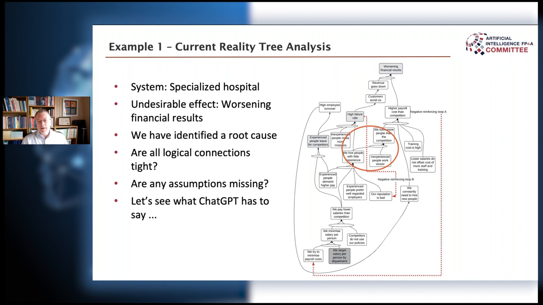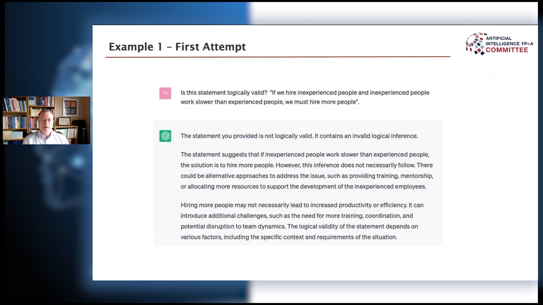So now we're looking at one part of this analysis, which is basically this. If we hire people with little experience and inexperienced people work slower, then we have to hire more people. So we start by plugging this into ChatGPT and asking it about the validity of this conclusion, or this statement, basically. If we hire inexperienced people and inexperienced people work slower than experienced people, we must hire more people. And the answer we get is that the statement is not logically valid.